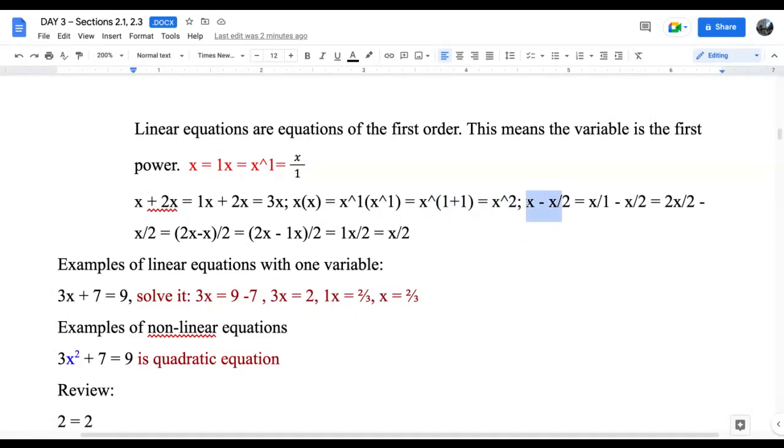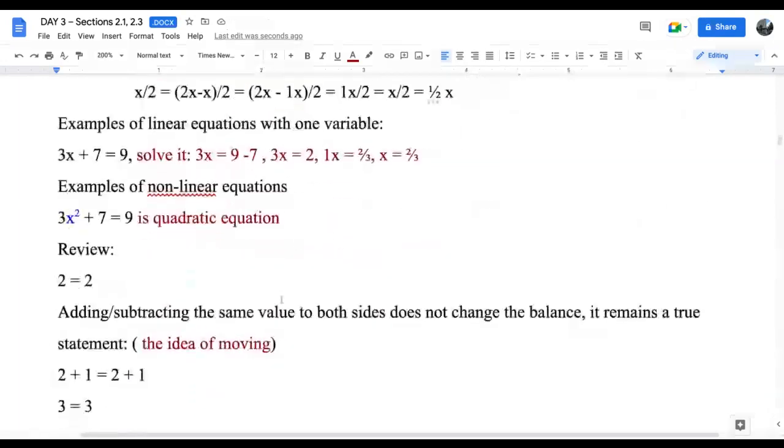Right. X minus x over 2, that's x over 1 minus x over 2. Well, there's a 2x over 2 because we need a common denominator. We change the common denominator. So 2x minus x. 2x minus 1x, that's just 1x. In the end, it's just x over 2 or half x, right? Or we can write it as half of x.